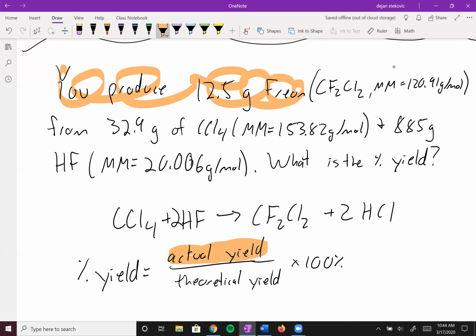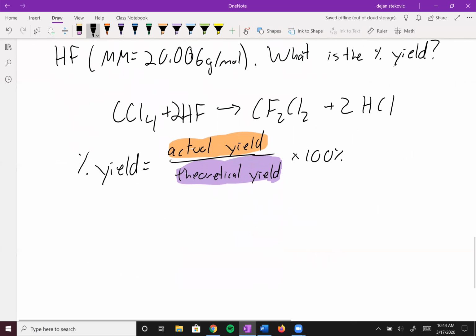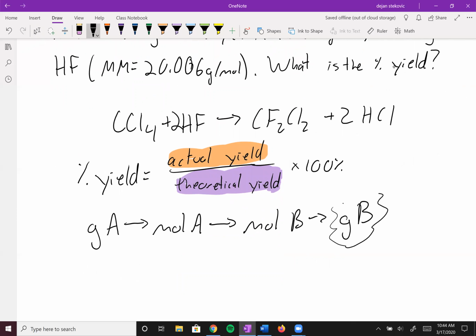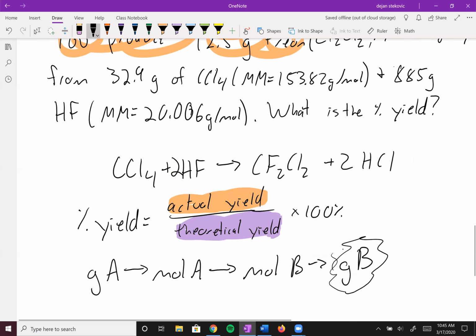The second part, in order to get percent yield, is the theoretical yield. For that, we're going to solve how many sandwiches could you have made? In this case, how much Freon could you have made? These problems go in the general order of starting off with grams of A, going to moles of A, then moles of B, and then back to grams of B. So at the end, that's what we're going to want to figure out. This grams of B is going to be our grams of Freon, and then the grams of A is either going to be the CCl4 or the HF, the bread and the cheese, right?